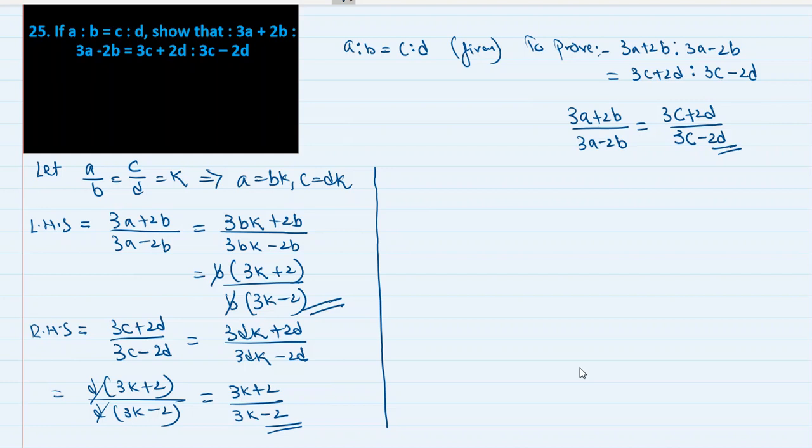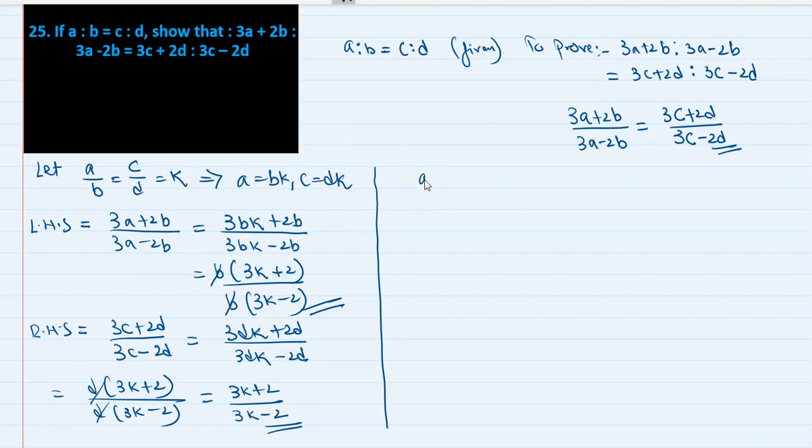But what about the properties of proportions? What about alternando, componendo, dividendo? What about all those? Will they be used or not? Well, let me tell you, let's use them. Let me show you how to use them.